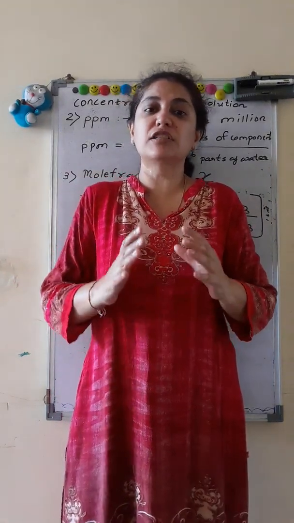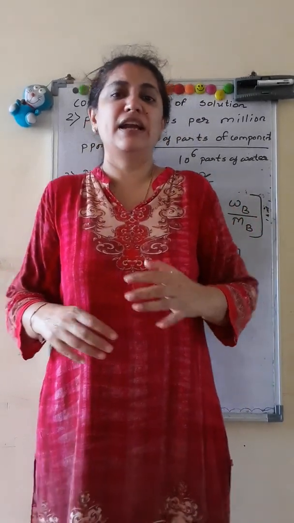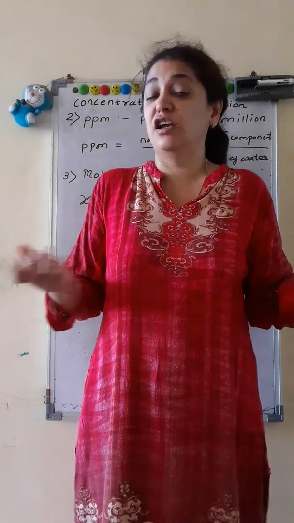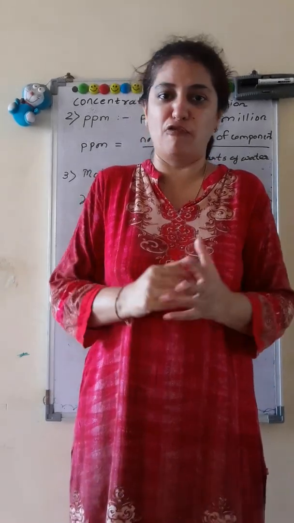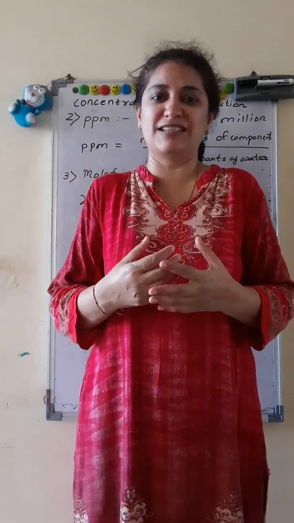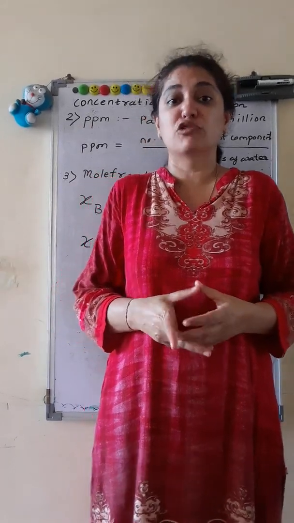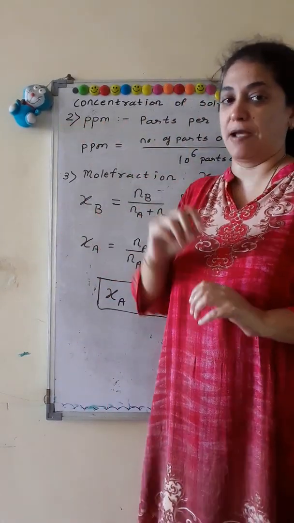Now, if a solute is present in very small quantity, trace quantity, and amount of solvent is very large, for example, fluoride ions in river. River contain plenty of water and the fluoride ions may be very small as compared to total amount of water. So in that case, the concentration is expressed in terms of ppm.